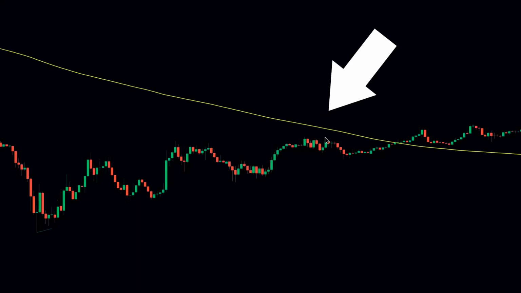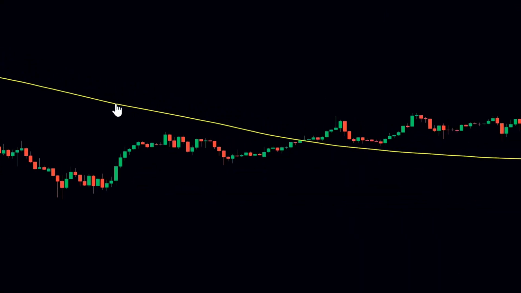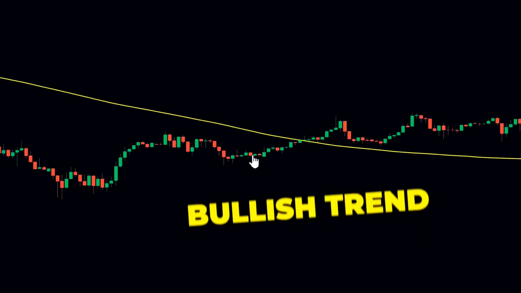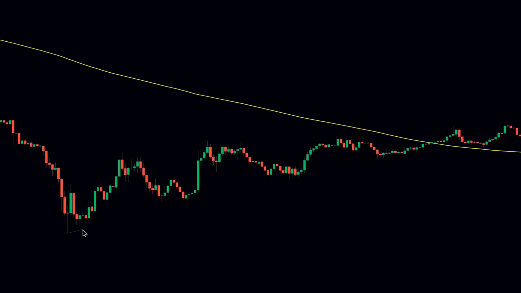This is a 200 period simple moving average, and it shows that the market is shifting to a bullish trend right at this price point, where the candles broke and closed above it. But if you look at the chart, you'll see that for over 6 days, the market had already been bullish. This just goes to show that the moving average is a lagging indicator.